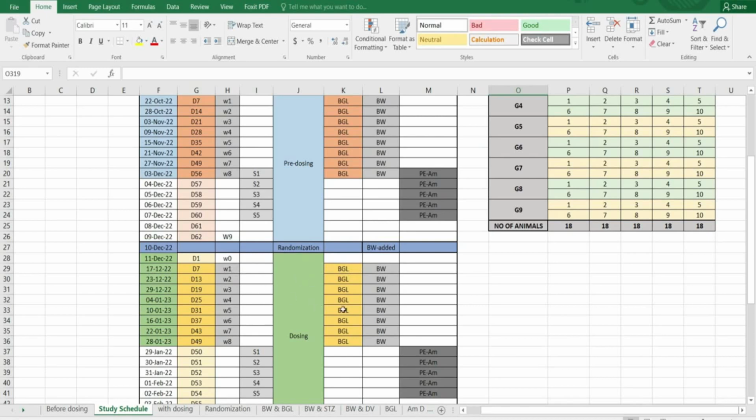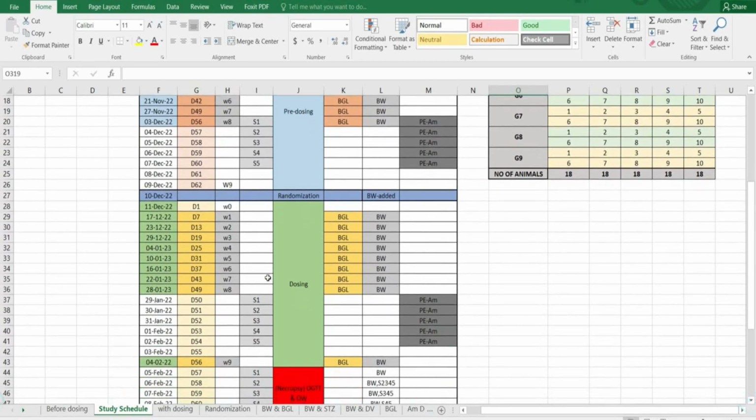routine you have to maintain, and every week you have to complete, like here 5 sets, the blood glucose level and body weight set wise. So the blood glucose level will be checked for each animal. That type of schedule you have to maintain on a daily basis. So weekly once there will be an evaluation of blood glucose level and body weight. So this is how you have to maintain the routine in the dosing stage.